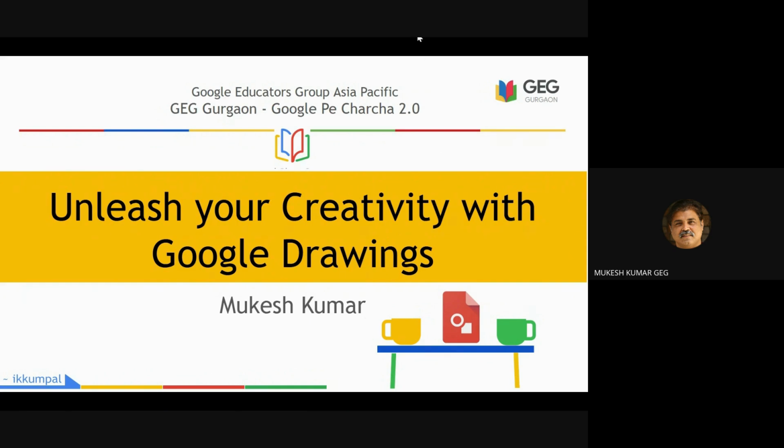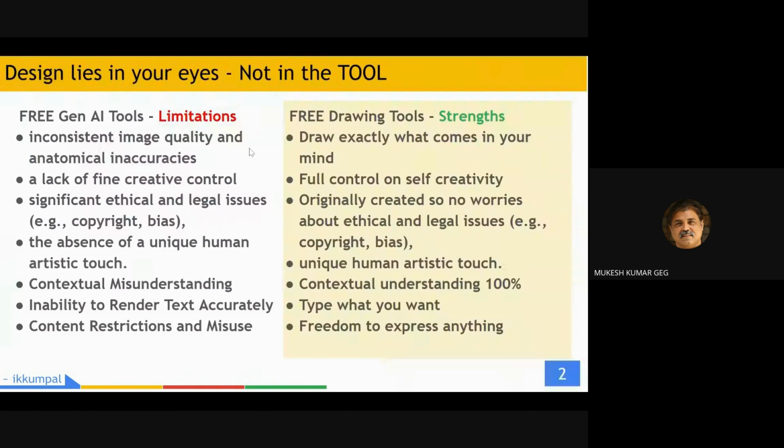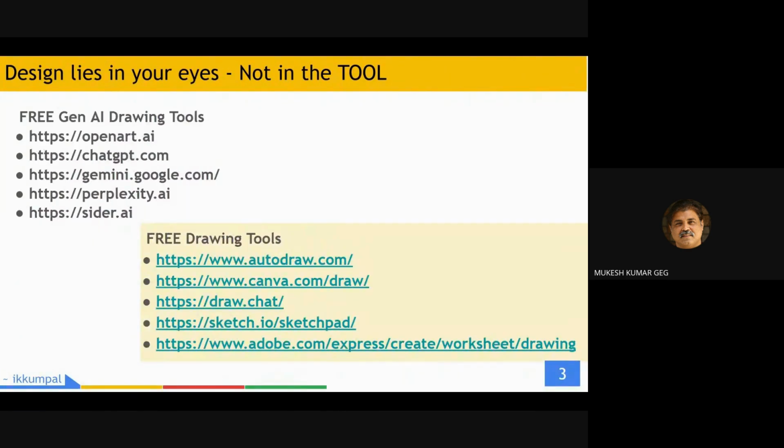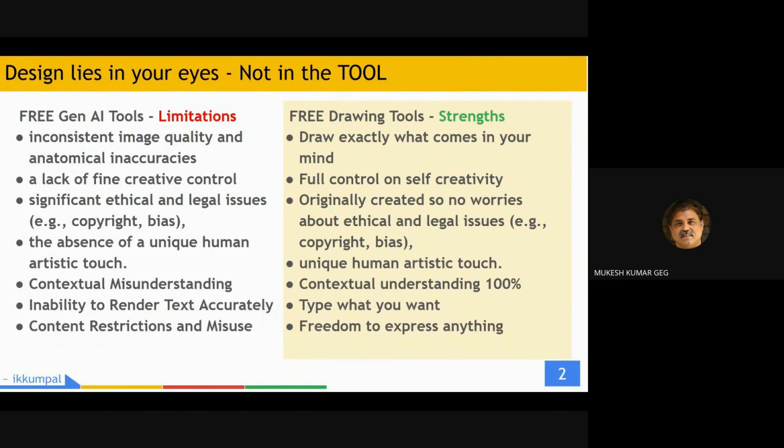So basically, when we talk about any design tool, design lies in your eyes, not in the tool. If you have something in front of you and something inside your mind, it cannot be understood in exactly the same way by the machine. So here, let's do a quick comparison. Any free Gen AI tool, what are the limitations?